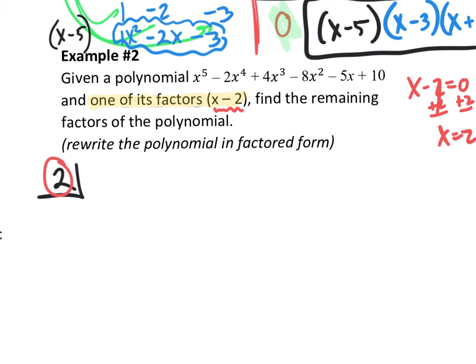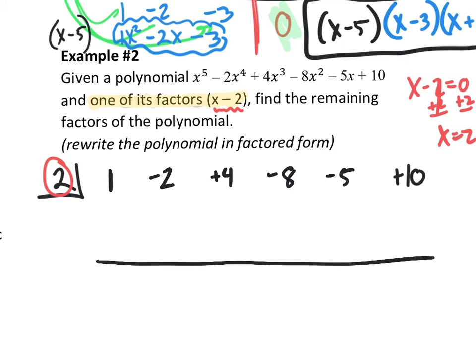So let's look at the coefficients of the giant polynomial. We have a 1 in front of the x to the 5th, a -2 in front of the x to the 4th, a +4 in front of the x to the 3rd, a -8 in front of the x squared, a -5 in front of the x, and a +10 at the very end, the constant. It's going to be a long one. As you go down, you combine. 1 plus nothing is 1. As you go up, you multiply. 2 times 1 is 2.